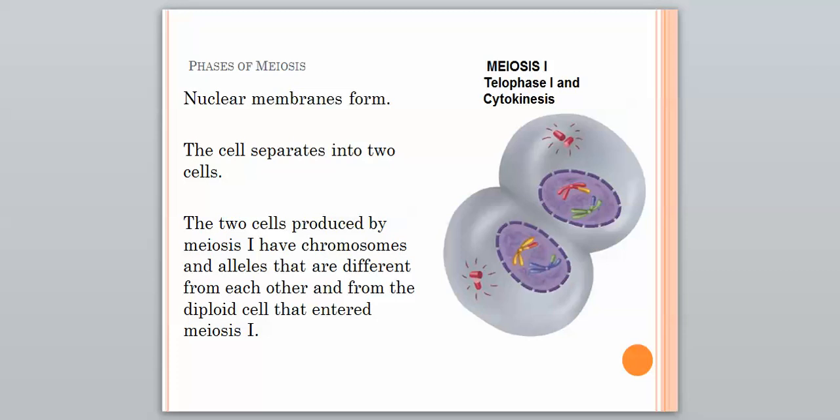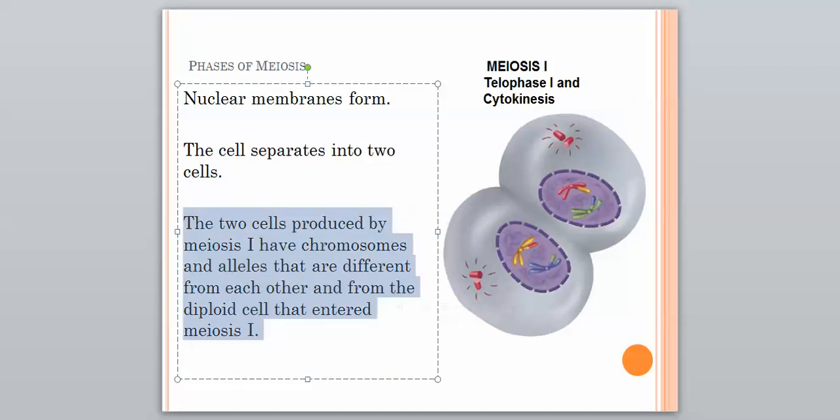The 2 cells produced by meiosis 1 have chromosomes and alleles that are different from each other and from the diploid cell that entered meiosis 1. This is our big difference here. We finally have cells with chromosomes that are different from when we began, and that's our main difference here.